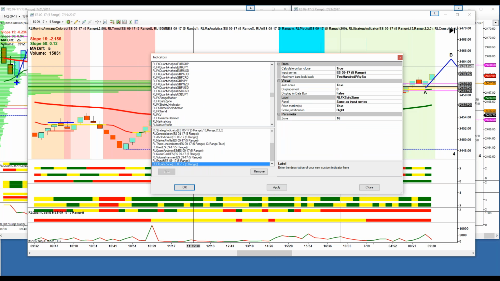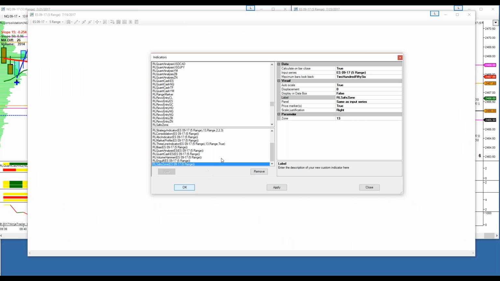The safe zone. Now, let me put in our regular safe zone. Now, the safe zone is another way of defining overbought, oversold, and on our 5-range E-mini, it should be 13. And 13 stands for 13 ticks. And you're only going to see it on the right edge of the chart because the safe zone always remains 13 ticks off the 50.